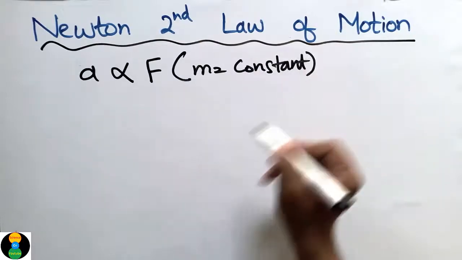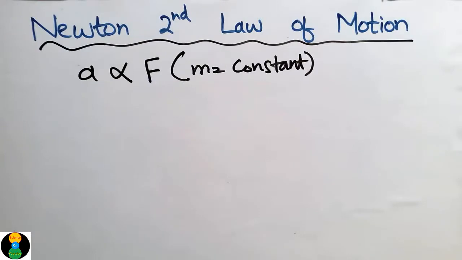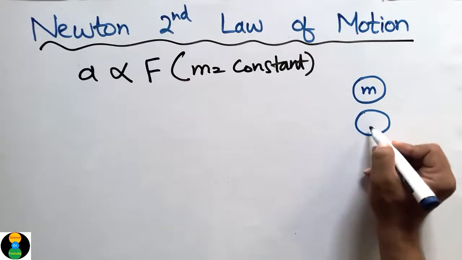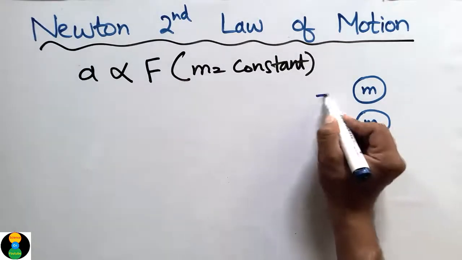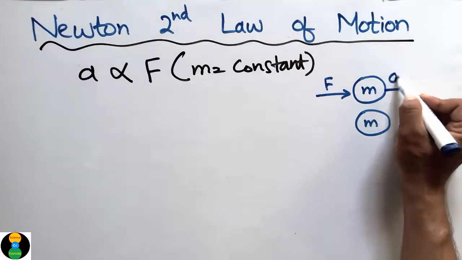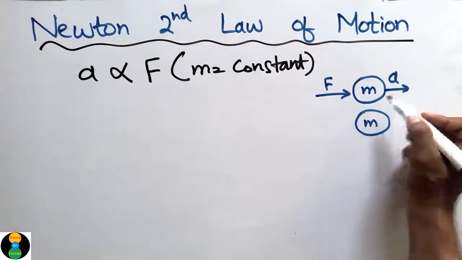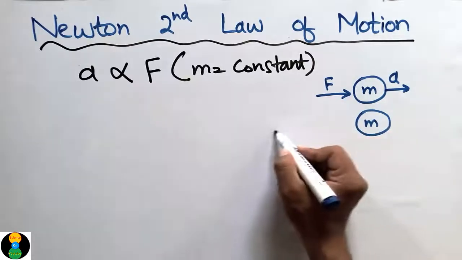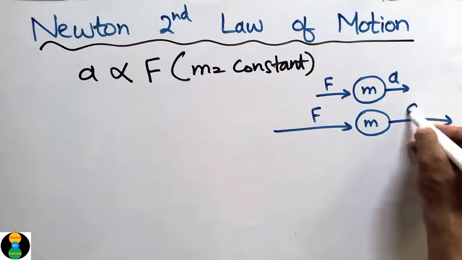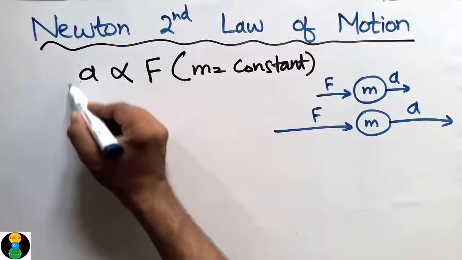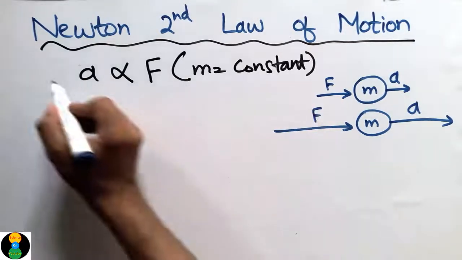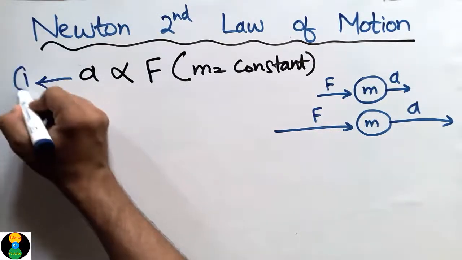So if I consider this is an object of constant mass and this is another object of constant mass, when less force is applied on this object, it will produce less acceleration. Now when the same mass is applied with a greater force F, it will also produce greater acceleration. So the acceleration is directly proportional to the force. This is the first statement of Newton's second law. This is the first equation.